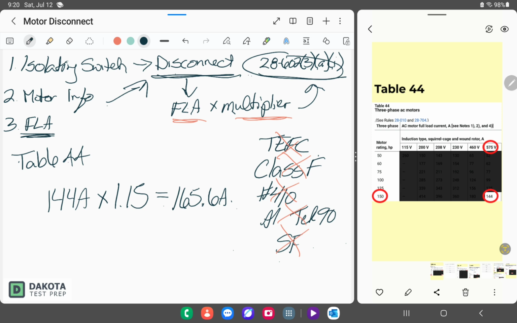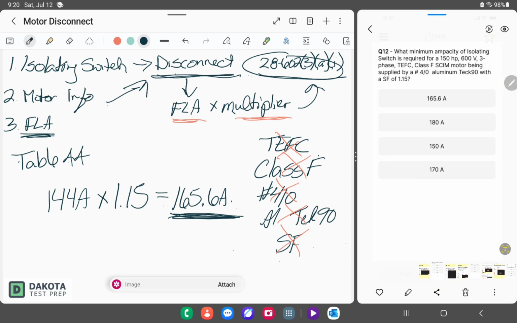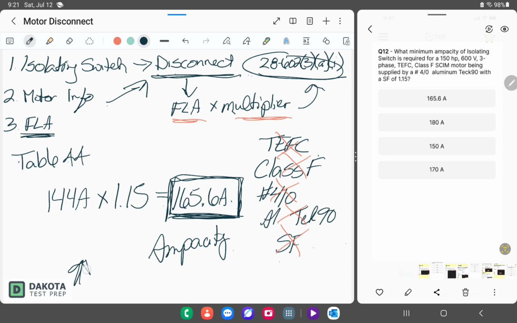That's all we have to do. Go back to the question: what is the minimum ampacity? It's not even asking about what size of isolating switch. We have to be careful, because it's asking about the minimum ampacity, so this specifically is the ampacity. If it was asking for the minimum size of switch, we would go up to the next size, which in this case would be 200 amps. But it's not asking about the size of the switch. It's asking about the ampacity.